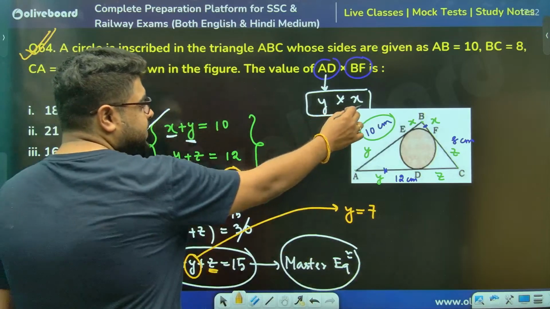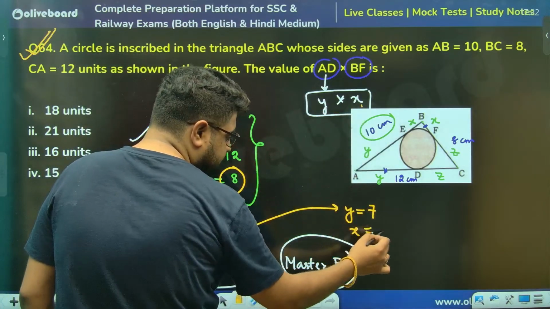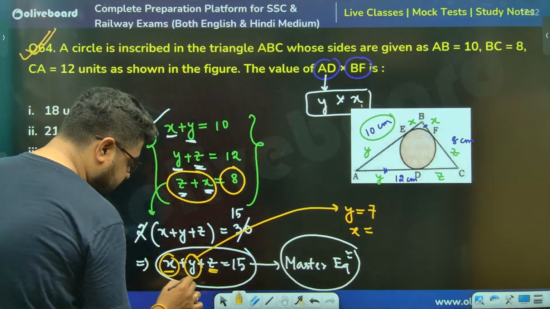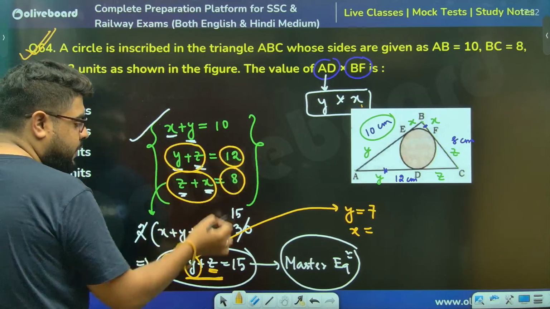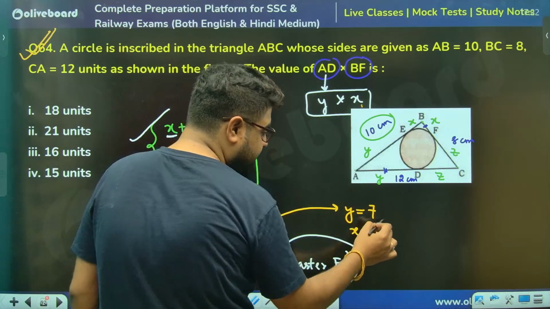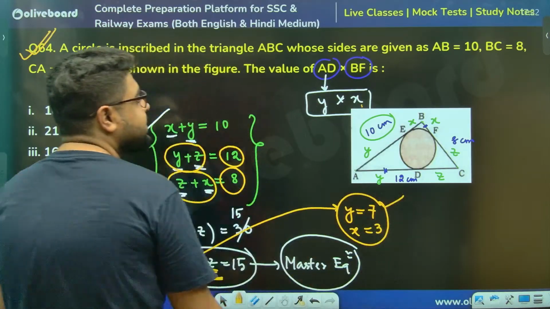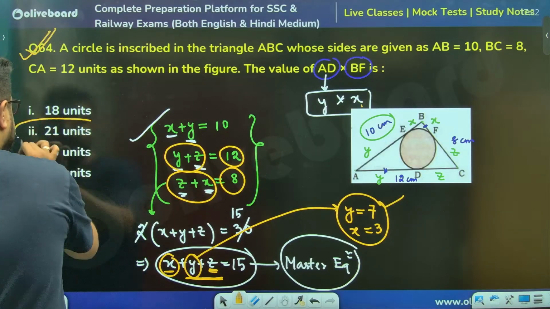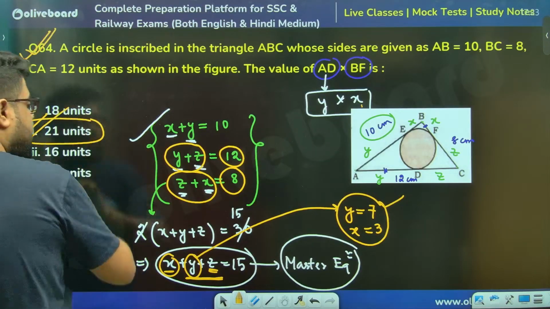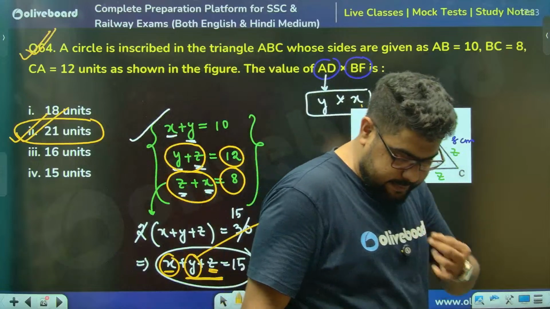Now I need X as well. For X, what do I need to subtract? I need to subtract Y and Z. Y and Z is 12. So 15 minus 12 will be 3. Done, sir. So the answer is 3 into 7, 21, option number 2.